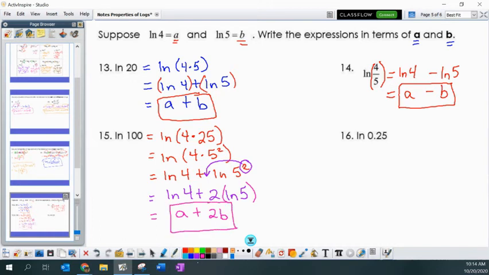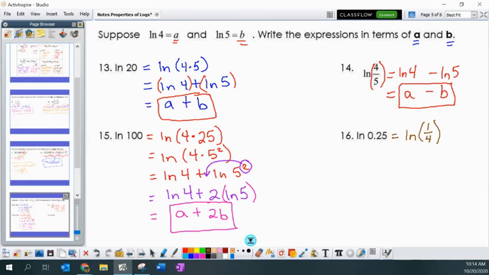Okay, and let's try one more. Now here they have the natural log of 0.25, and I want to express it in terms of either 4 or 5. You might see the 25 and think we're going to do it in terms of 5, but actually, I'm going to write it as a fraction. 0.25, I know, is just 1/4. That's the natural log of 1/4.